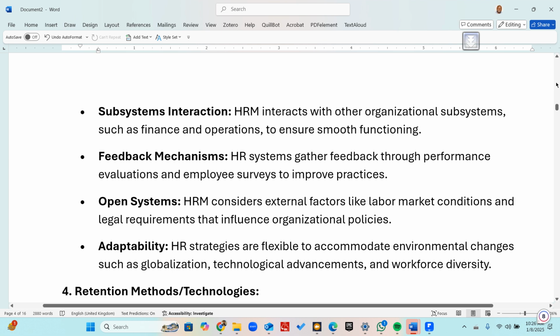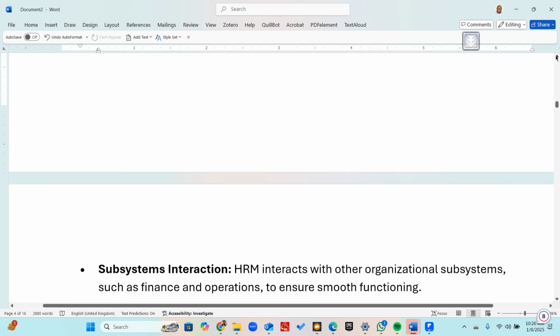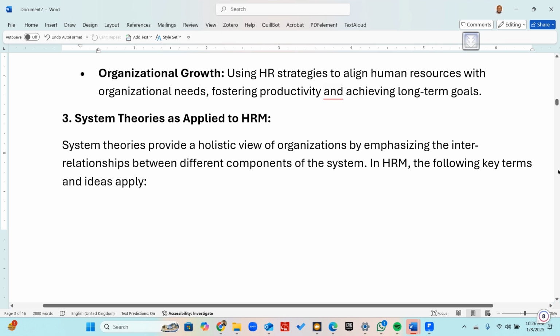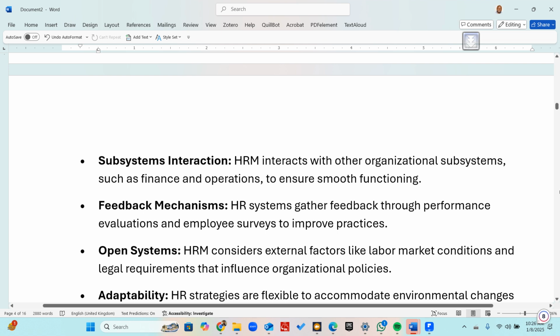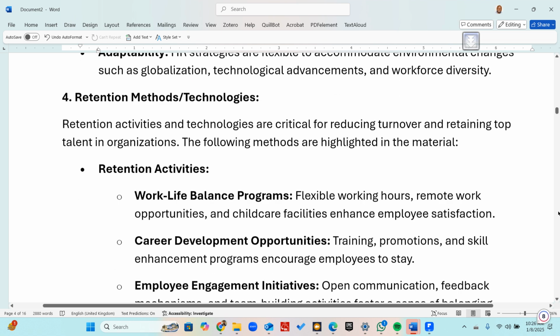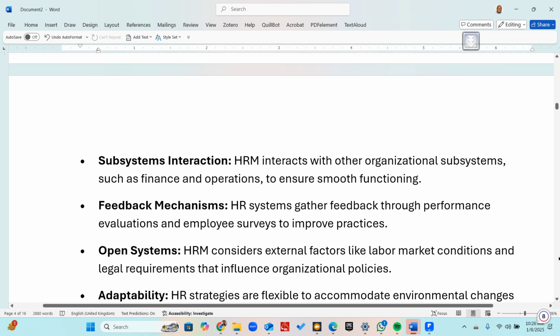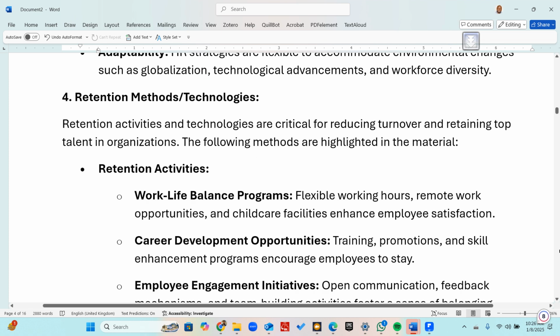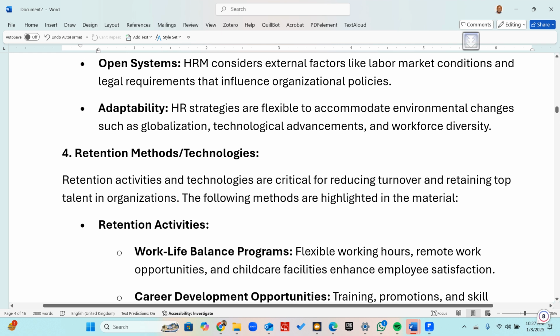So this is the application of system theory in HR. It helps to provide a holistic view of the organization by emphasizing the interrelationship between different components of the system. In HRM, these key terms and principles apply: subsystem interaction, feedback mechanism, open system, and adaptability. Factors like labor market and legal requirements are for open system, and adaptability is for technological advancement, workplace diversity, and globalization. HR strategies are flexible to accommodate changes.